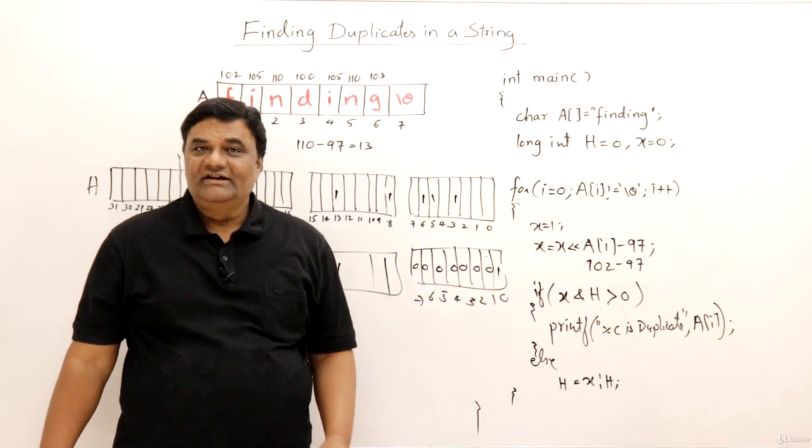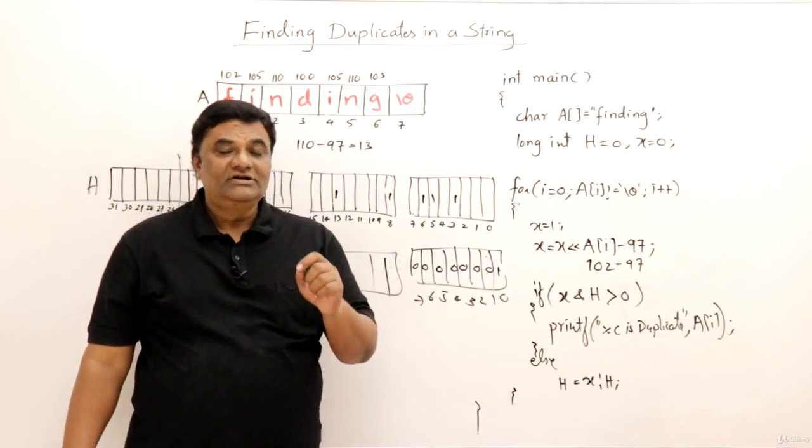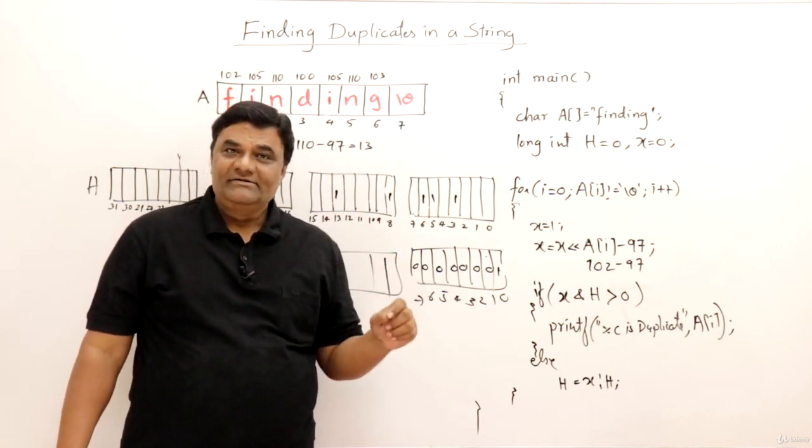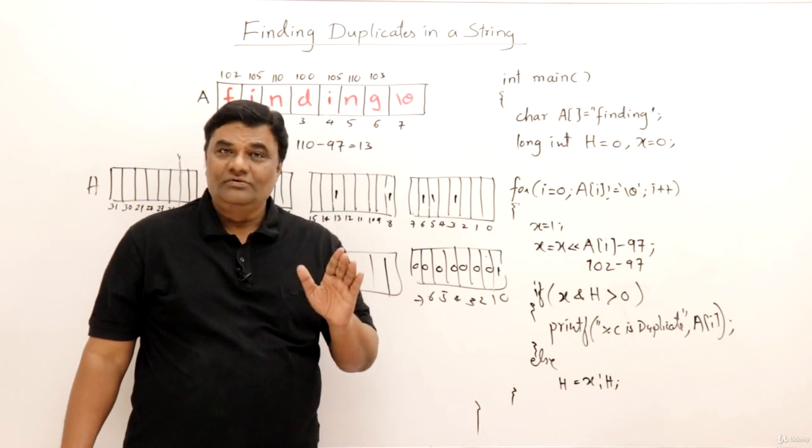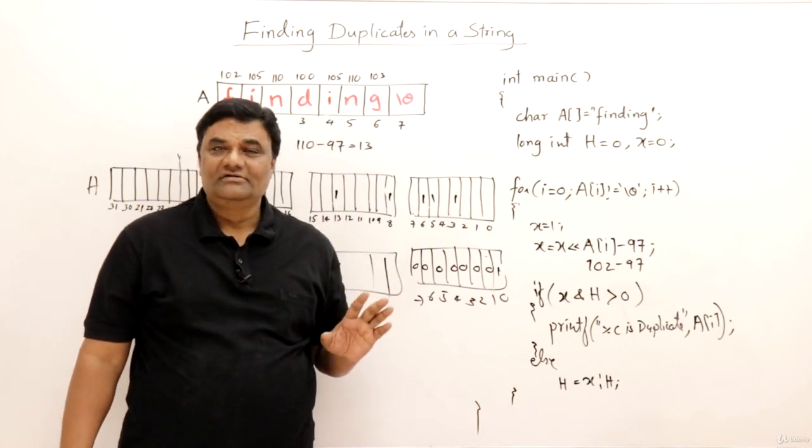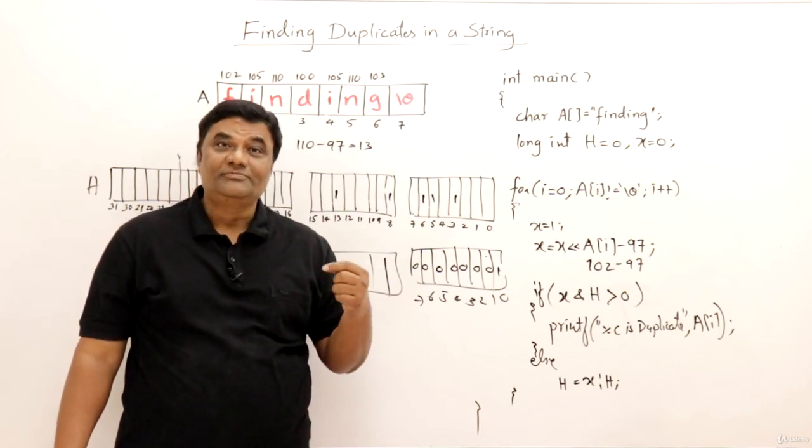So this is how we can use bitwise operations to know the duplicates inside a string, but we cannot count, we can just know whether there is a duplicate or not. And we can know what letter is duplicated.